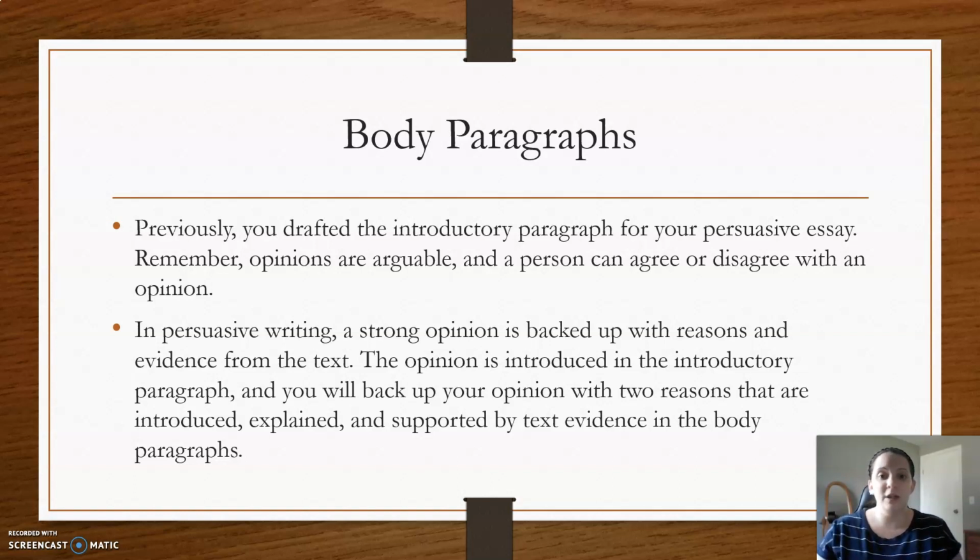So your opinion was already introduced in the introductory paragraph. Now you're going to back it up with two reasons. And remember, you're going to have two paragraphs to your body. Your first paragraph is going to be your first reasoning. Your second paragraph is going to be your second reasoning.